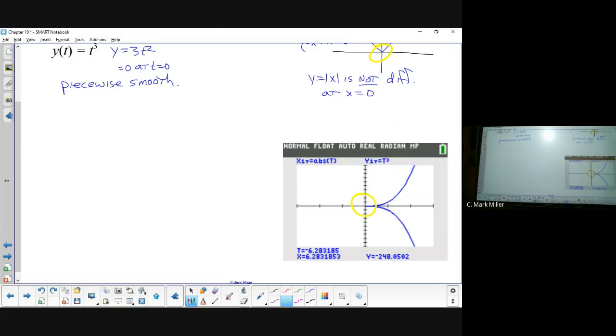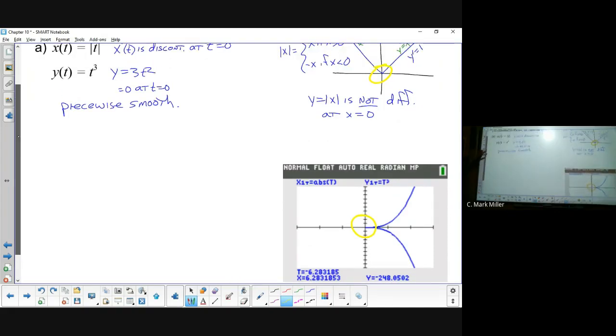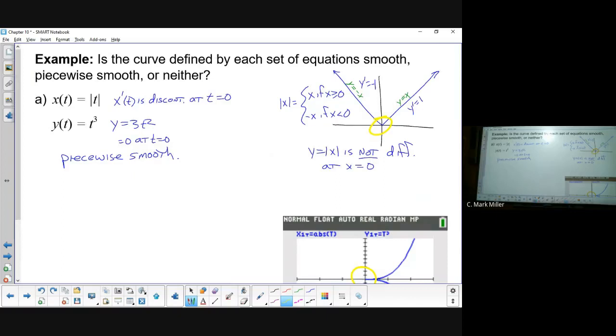So do they always have to be both, like piecewise, or could it be neither? Could it be either or? Okay, yeah, good question. It can either be smooth or piecewise smooth, because if it's piecewise smooth, there's points at which it's not smooth.